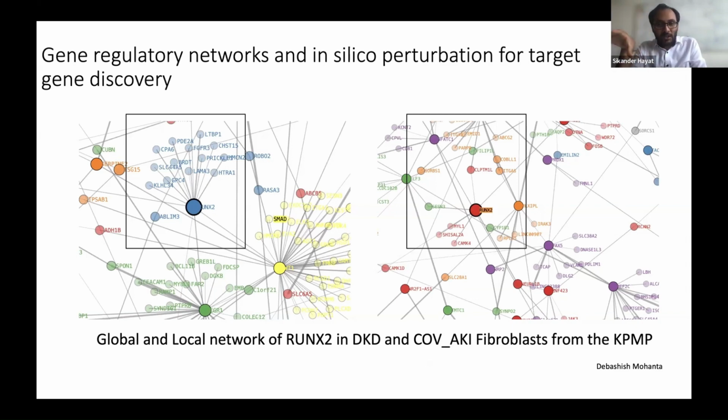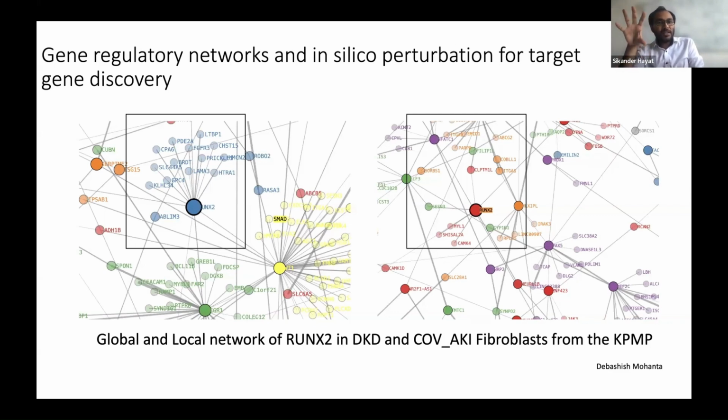Without even going into computational details, you can see what I've highlighted here is a transcription factor called RUNX2. And you can see that the connections this RUNX2 is making are different between the left-hand side and the right-hand side. So a similar kind of approach can then be used for atherosclerosis.